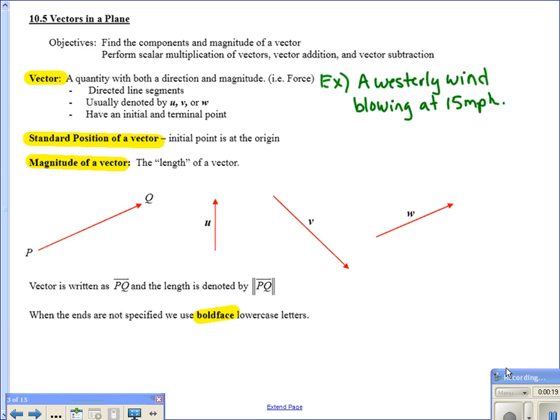For example, if we talk about a westerly wind blowing at 15 miles per hour, the 15 miles per hour would give us our magnitude, and the westerly wind would be our direction.